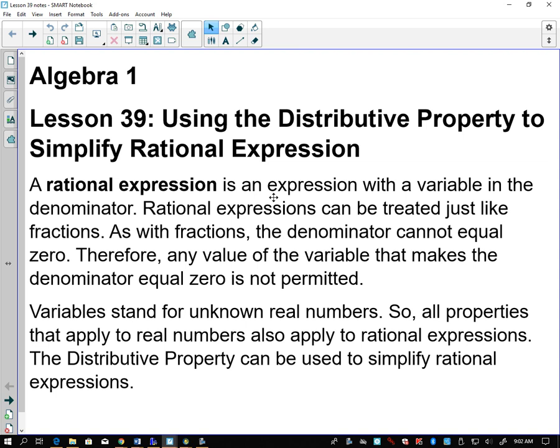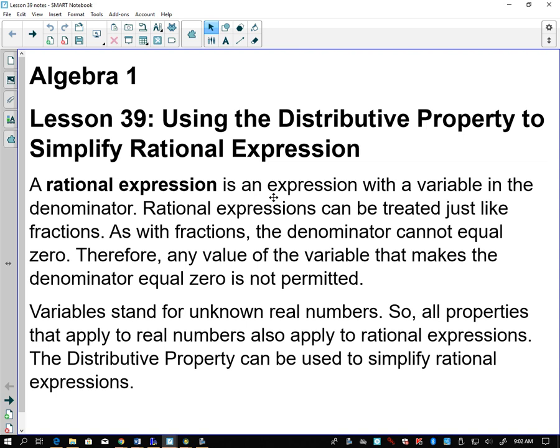Have we already learned about FOIL? Okay, great. So first, outer, inner, last. That's just another form of distribution, right? Or using the distributive property. It's somewhat more complex, but it's still the distributive property. I'm still multiplying everything outside one set of parentheses by everything that's inside another set of parentheses.